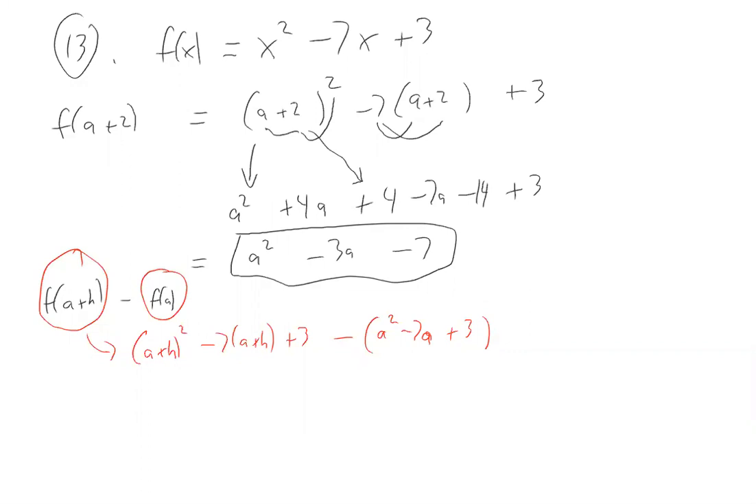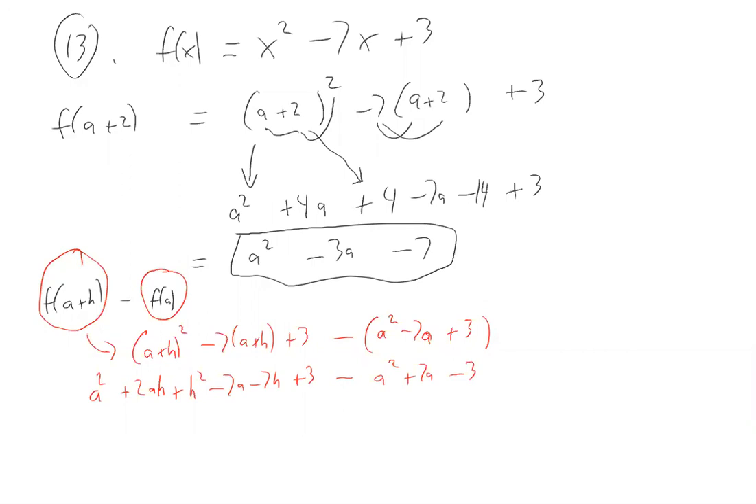Okay, well now, let's square this binomial. So if we square the first term, it'll be a squared. If we distribute the 2, it'll be 2ah, or 2a h. H squared is h squared. Then distribute the negative 7, negative 7a and negative 7h. Keep the plus 3, then distribute the negative sign. Negative times positive is negative a squared. Negative times negative is positive 7a. Negative times positive is negative 3.